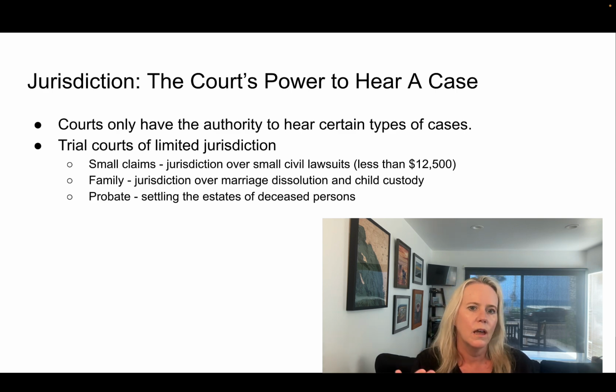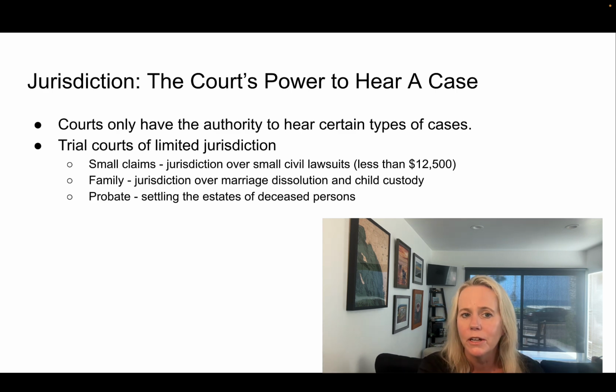Family courts have jurisdiction over the dissolution of marriage or divorce and child custody. Probate is the settling of the estates of deceased persons. A family court judge cannot make probate-based decisions. A small claims judge cannot make decisions that would be related to family court.